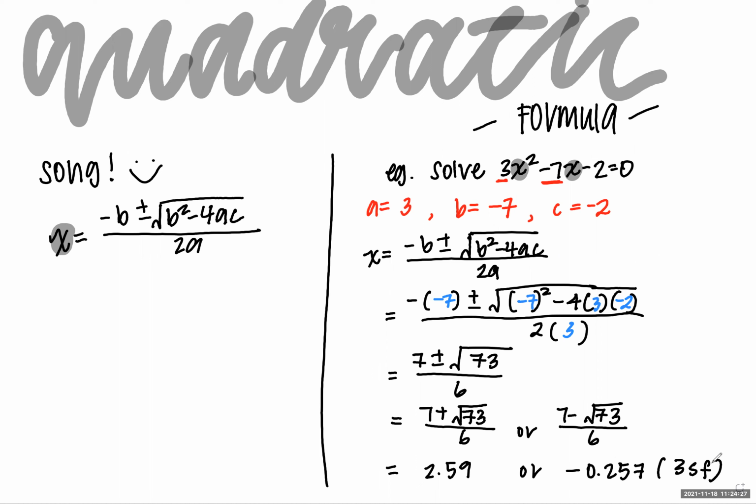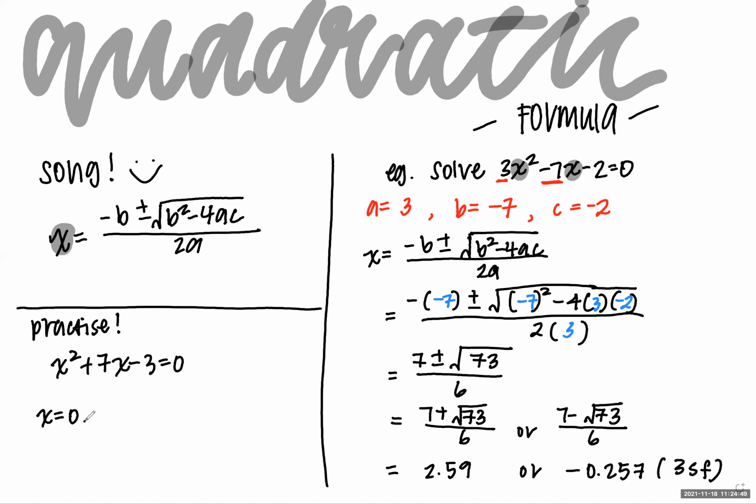Now you can try to practice another question. You can try out this question: x squared plus 7x minus 3 is equal to 0, and see whether you are able to get this answer. If you are able to get this answer, congratulations, you have mastered the beginning of Sec 3 E-Math and A-Math. That's all.